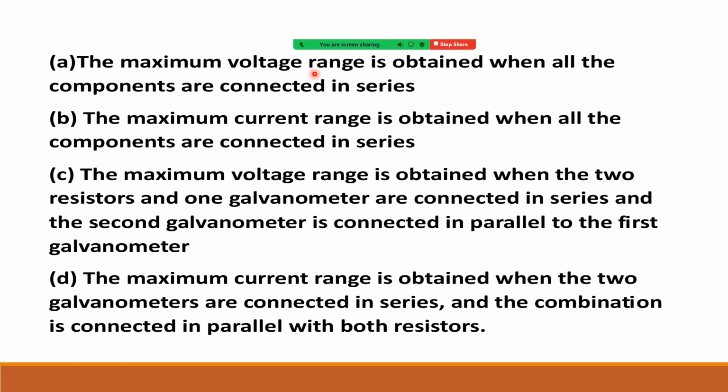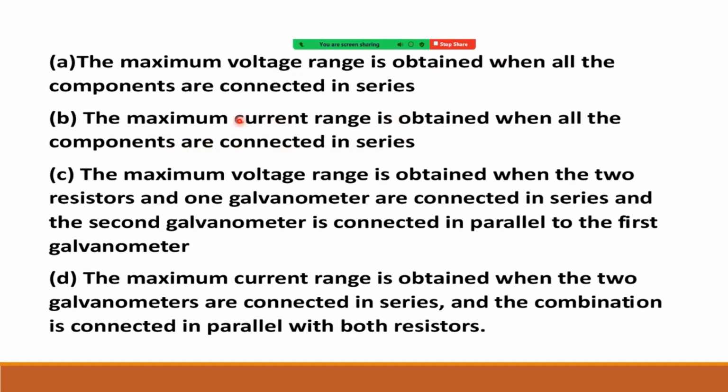The maximum voltage range is obtained when all the components are connected in series. So this is the correct one, right? Because when we join all in series, the resistance will become more. When resistance is more, it measures more potential difference. So the first one is correct, when all components are connected in series, right?